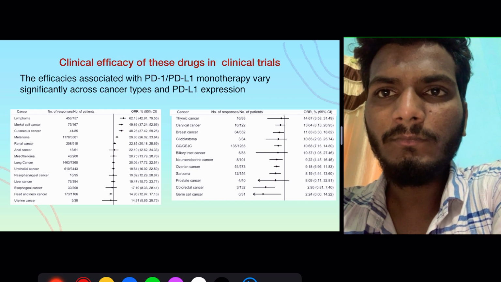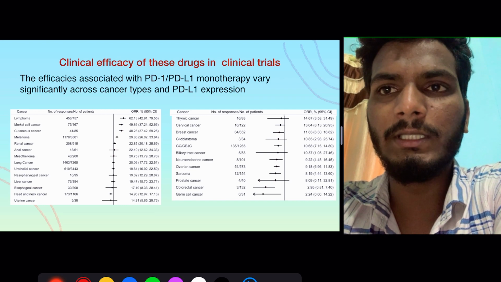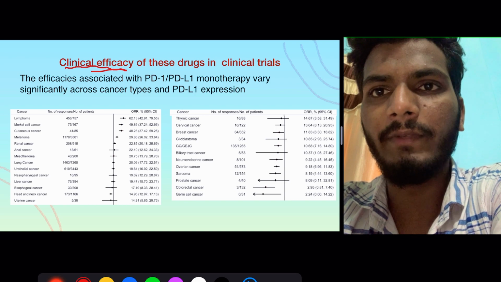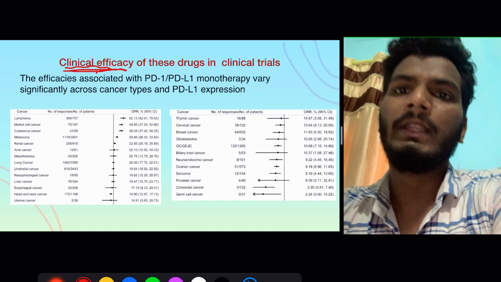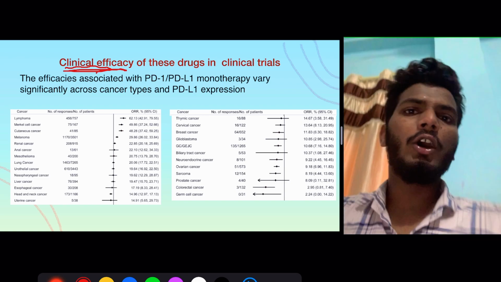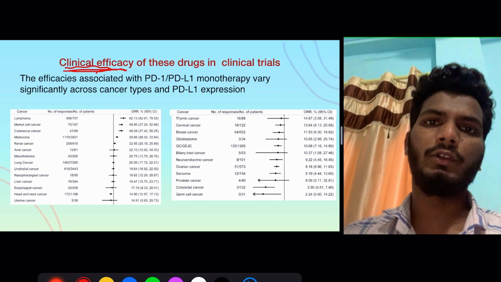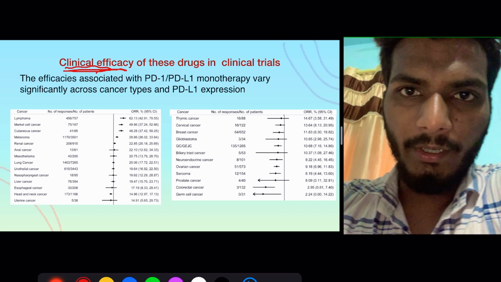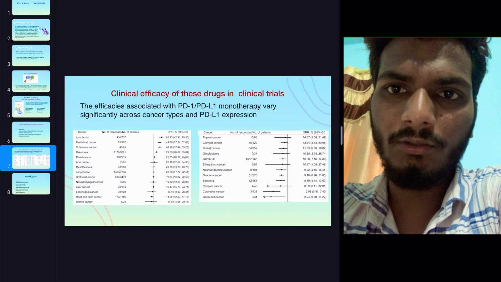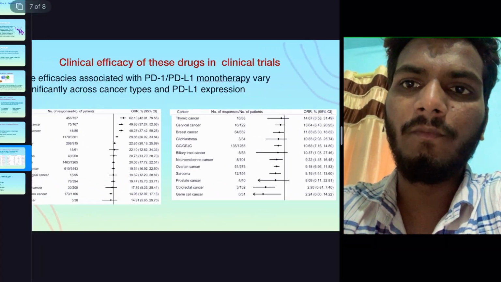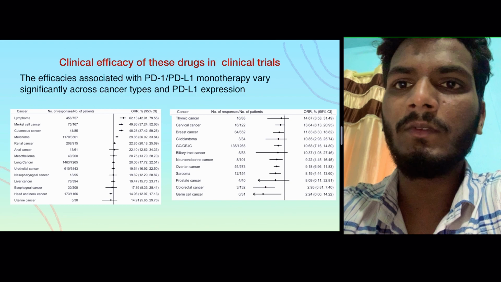Then we will see the clinical efficacy of these drugs. Although these are approved by the FDA for use, these drugs are still being studied for their efficacy.